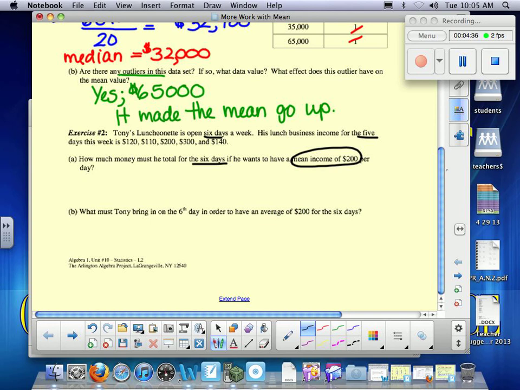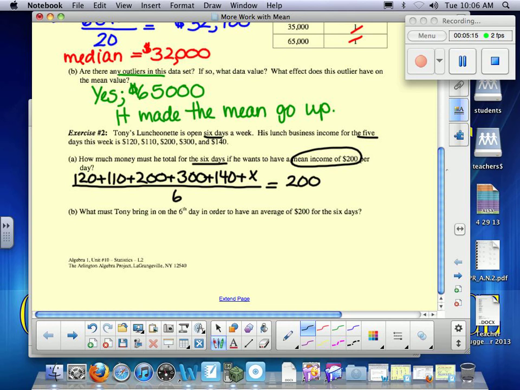Do we do like 220 and put it in parentheses, and then 110, and then put a 2 and things like that? No. So these 5 days are representative of the first 5 days of his luncheonette income. And then we're supposed to find that 6th day. And Tony wants that average to be $200.